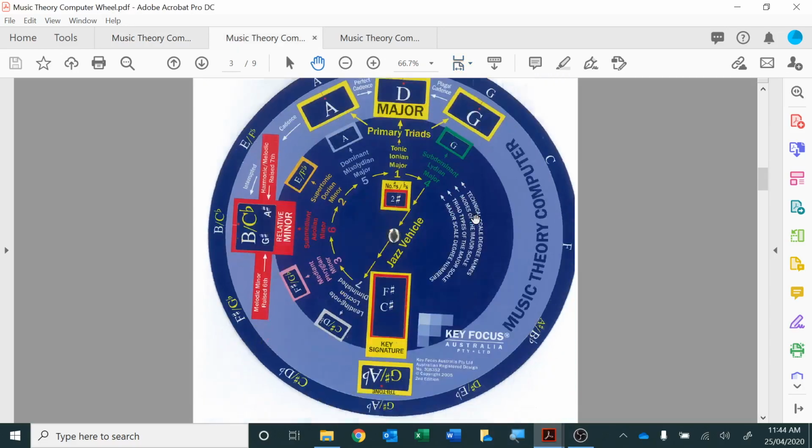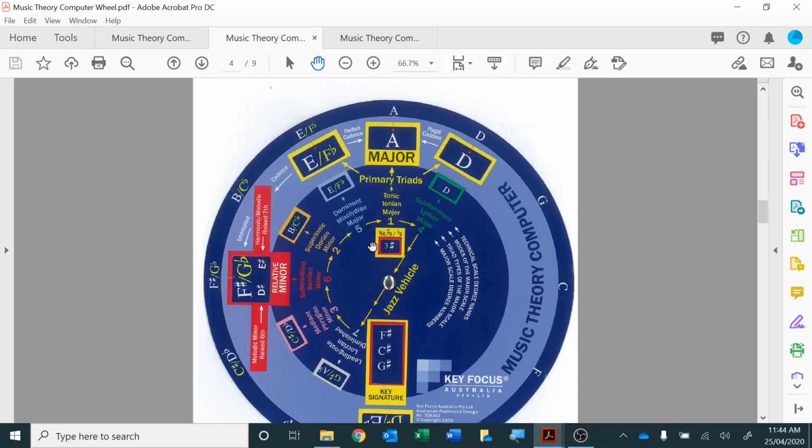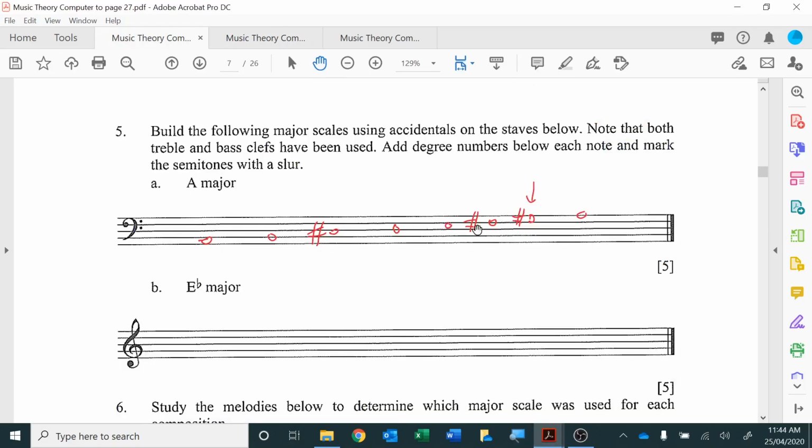Or, because you can do it nice and easily, you go to your music theory computer and you look for A. There it is there. 3 sharps, F, C, and G. So you go along here. Do we have it? F is there, C is there, and G is there.